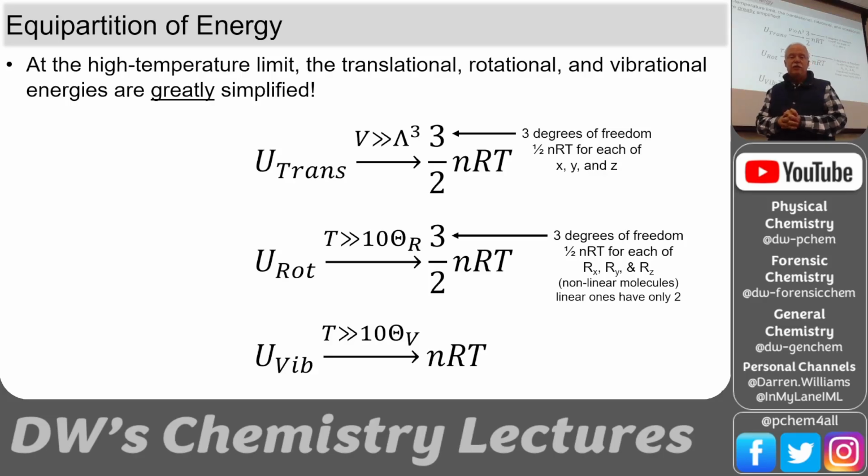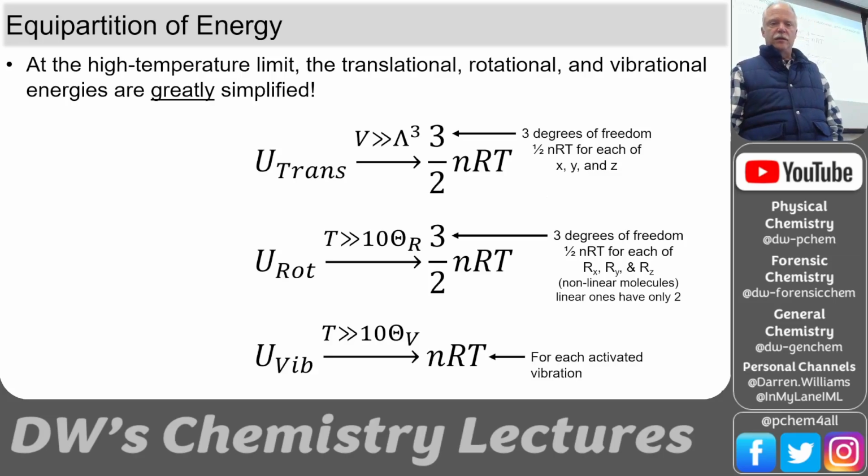And then we have 3 degrees of freedom for translation. So we have 3 halves of those. If we have rotation, if it's a nonlinear molecule, we have 3 rotations, so it's 3 halves. If it's linear, okay, it's only 2 halves because we only have 2 rotations in a linear molecule. And then for translation, it's 3 halves. I'm sorry. For vibration, it's 2 halves, which is just 1. So it's nRT for vibration. Okay. So that's the internal energy.